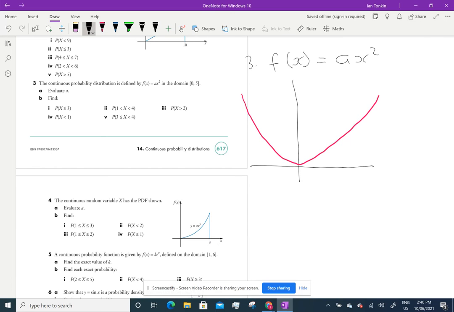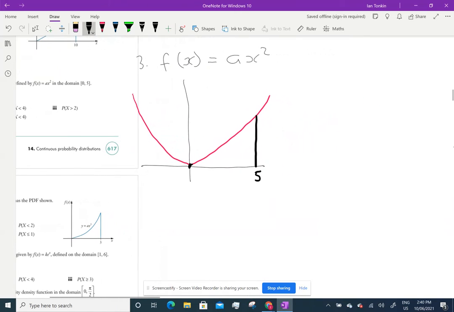And we're going from 0 from here to some point. No, not some point, to 5. And that area has to equal 1. So, well, we know how to find the area. We just go area equals the integral from 0 to 5 of ax squared dx. And that has to equal 1.